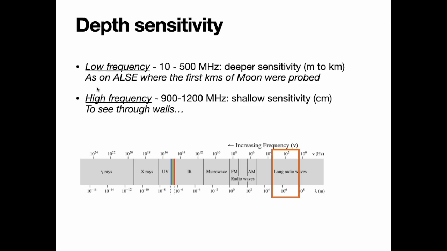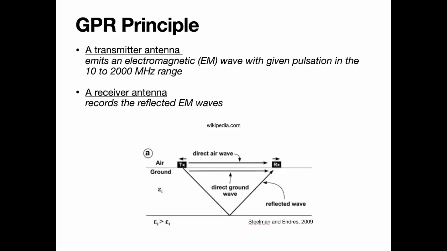As in the Apollo lunar sounder experiment, they could probe the first kilometer on the moon using these low frequency waves. While on the other hand, high frequency waves in the range of 900 to 1200 megahertz are sensitive to shallow depths, so the centimeter scale, and these can be used, for example, to see through walls using a wall penetrating radar.